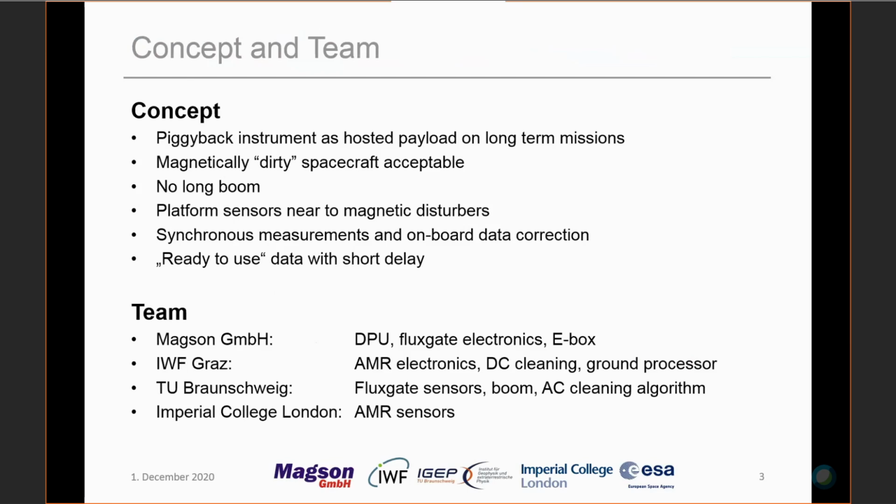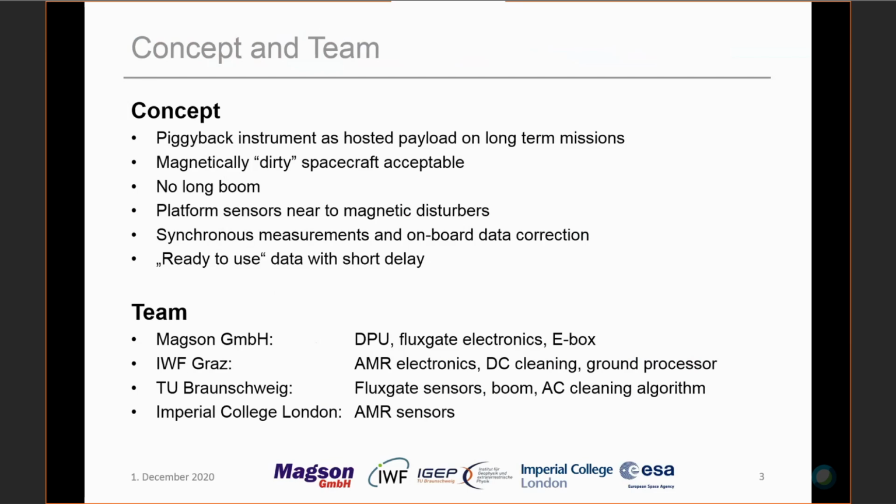SASMAG was designed for magnetic field measurements on satellites without a dedicated magnetic cleanness program. No long boom is necessary. The idea is the measurement with 2 flux gate sensors mounted on a short boom, and we have 2 additional sensors mounted on suitable places between magnetic disturbers inside the spacecraft.